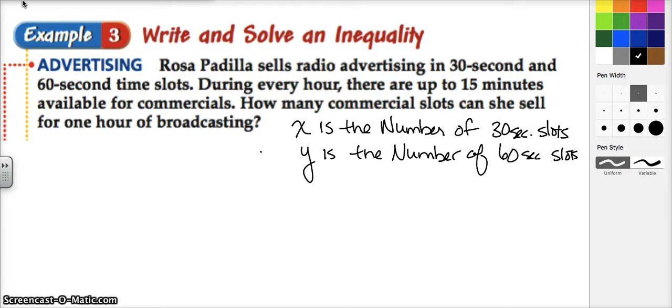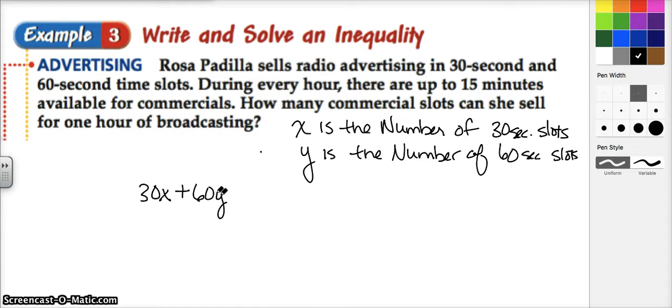So the first thing I want to do is identify some variables. Let X be the number of 30-second slots and let Y be the number of 60-second slots. If X is the number of 30-second slots, then for each X there's going to be 30 seconds. So 30X is the amount of time that the 30-second slots take altogether. And similarly, 60Y is the number of seconds that the 60-second slots take up, right?